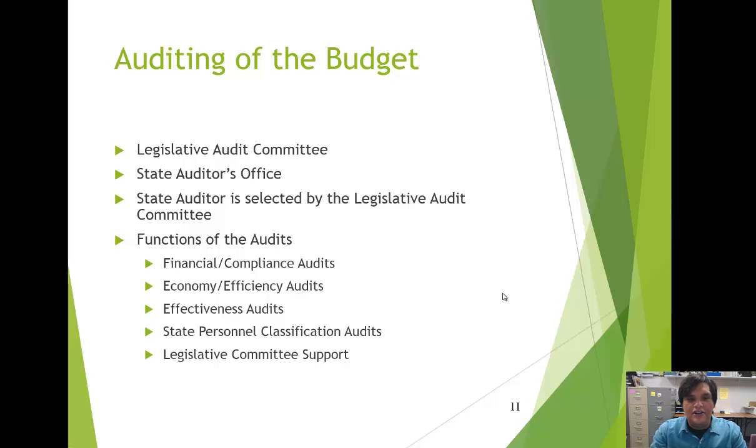The functions of the audit are generally supposed to just make sure that everything is being complied with and that the budget is spent properly. So you have financial and compliance audits, you have economic and efficiency audits, you have effectiveness audits to make sure that the budget is spent effectively, you have state personnel classification audits to make sure that the salaries were paid properly to each government employee, and then finally the legislative committee support, meaning that if the legislative committee allowed more money to a certain program over another one, they'll go ahead and try to voice their support for why they spent the money the way they did.